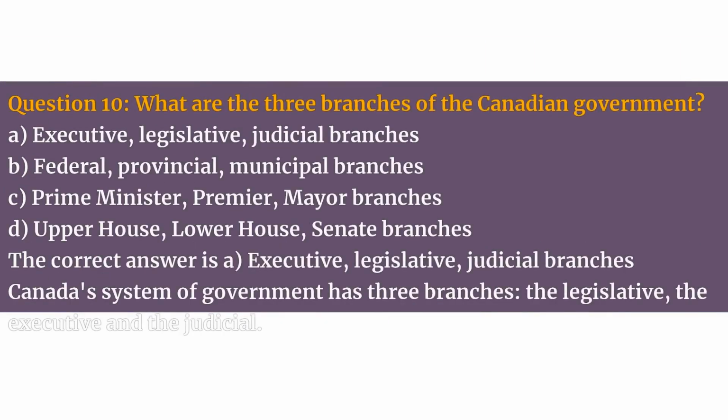Question 10. What are the three branches of the Canadian government? A. Executive, legislative, judicial branches. B. Federal, provincial, municipal branches. C. Prime Minister, Premier, Mayor branches. D. Upper House, Lower House, Senate branches. The correct answer is A. Executive, legislative, judicial branches. Canada's system of government has three branches: the legislative, the executive, and the judicial.